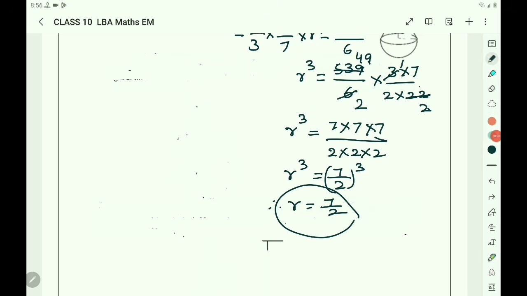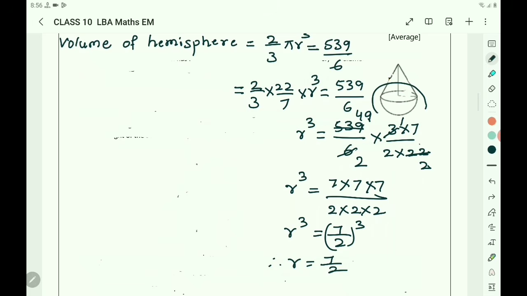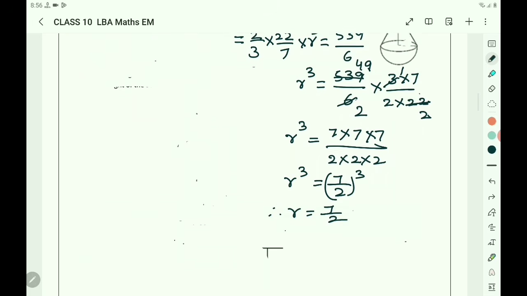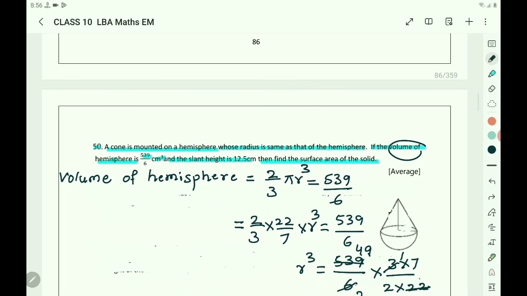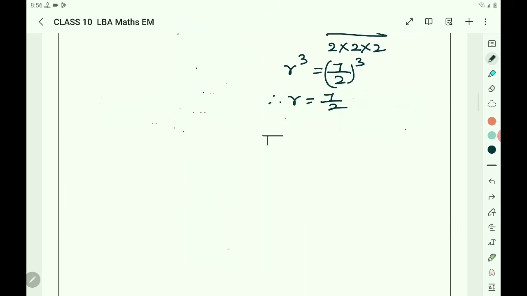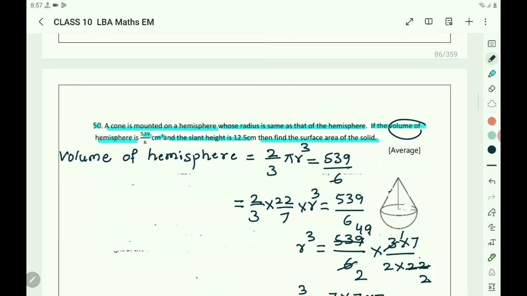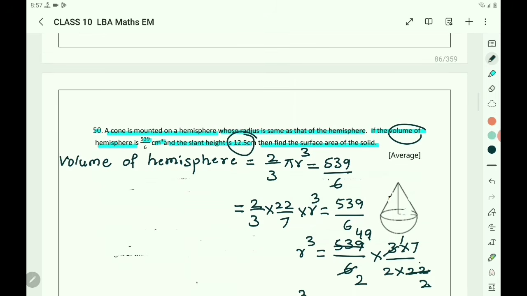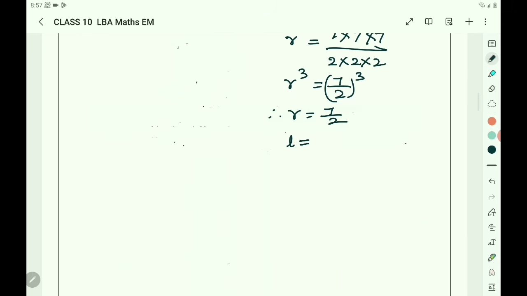We got the radius r equals 7 by 2 for both conical portion and hemispherical portion. Then you write the formula for the surface area of the solid. Surface area of the solid equals CSA of hemisphere plus CSA of cone. L is given for the conical portion. L is 12.5, the slant height. Then you write L equals 12.5.